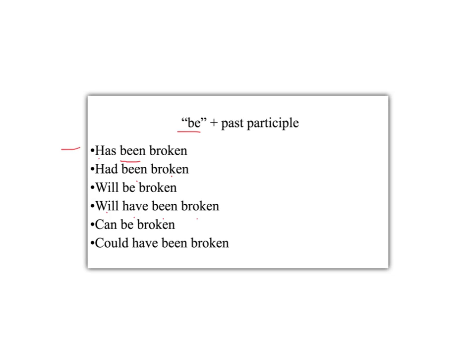And then with the modal, we use the modal, for example can. We still need that form of be plus the past participle, can be broken, or in the past, could have been broken.